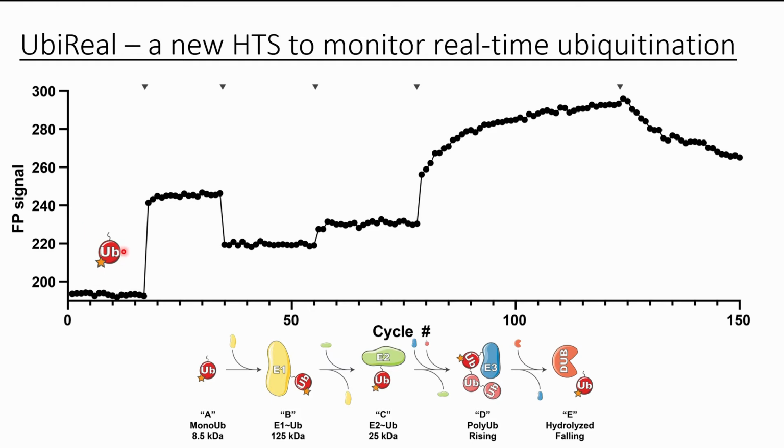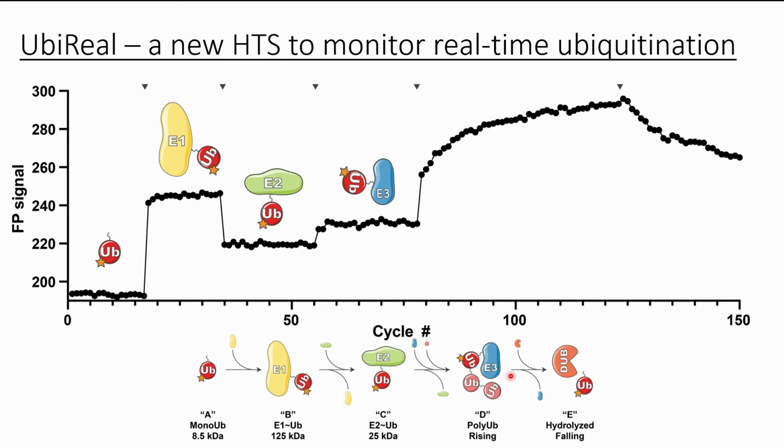So when we just have our free ubiquitin solution, which is just about 8.5 kilodaltons, we get a relatively lower FP signal around 190. And as soon as we spike in our E1, which is a very large protein, and we form the E1 ubiquitin complex, we get a much larger FP signal of about 245. And then upon spiking in some E2, which would be a smaller molecular weight protein, we get a proportional decrease down to about 220.